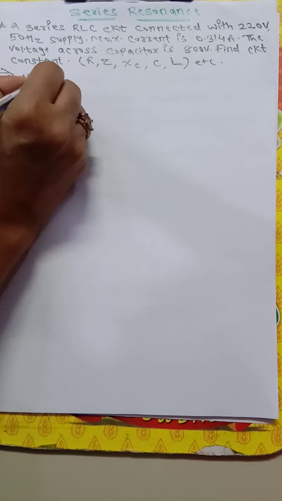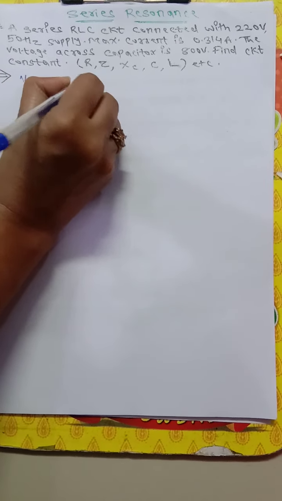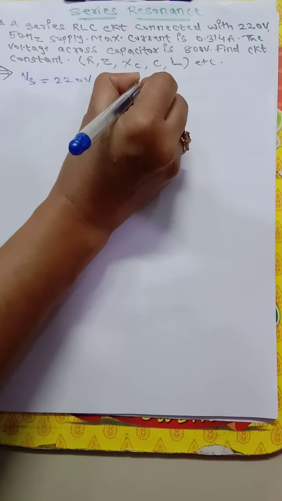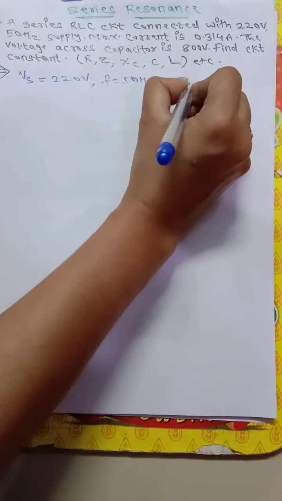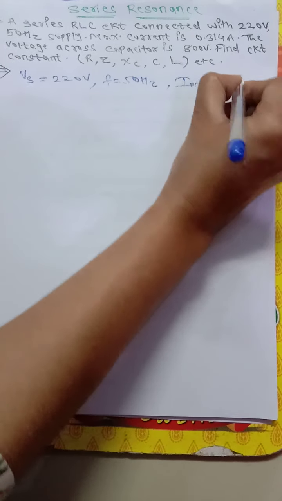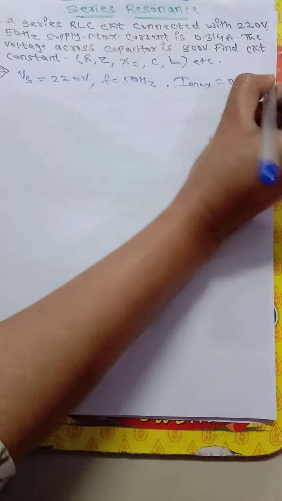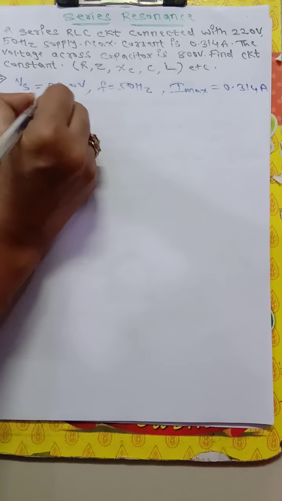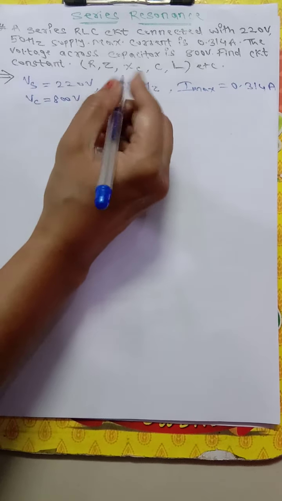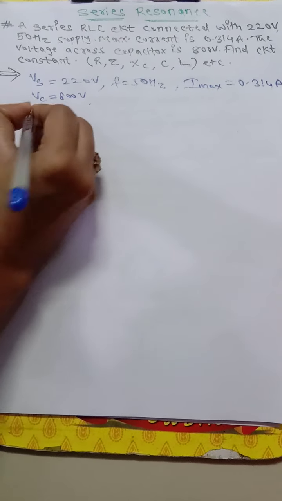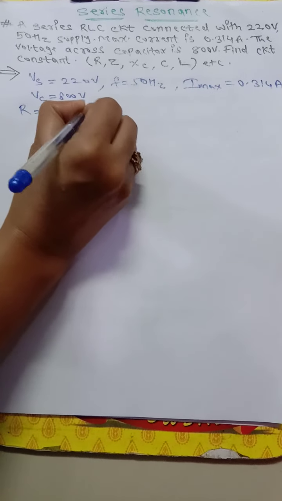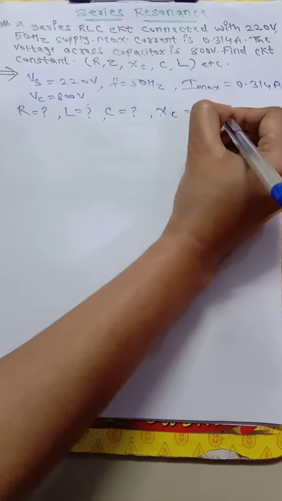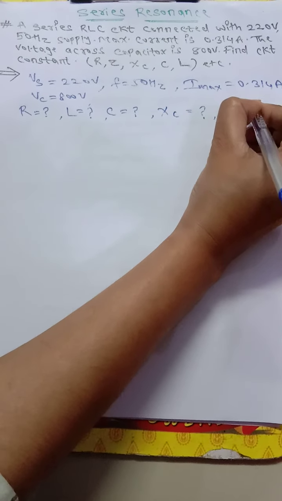So the given parameters are Vs equals 220 volt, that is the supply voltage. Secondly, the frequency is given as 50 hertz. Maximum current is given as 0.314 ampere, and the voltage drop across the capacitor is 800 volt. What do you need to calculate? You need to calculate R, L, C, the reactance, and the impedance. So these parameters you need to calculate.